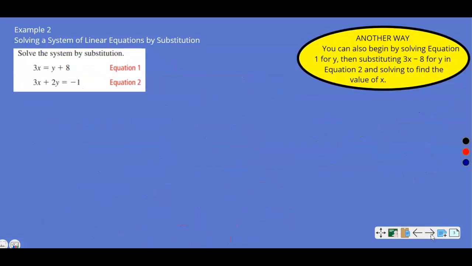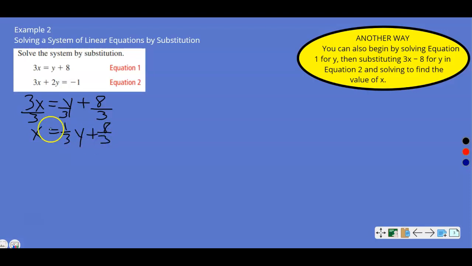All right, example 2, solving a system of linear equations by substitution. Again, we have a system because we have two equations. This time we have 3x equals y plus 8, and 3x plus 2y equals negative 1. So let's solve this for x. We can simply divide the top equation by 3 on both sides. So 3x equals y plus 8. If we divide by 3, we have to divide everything by 3. And that gives us x equals 1/3 y plus 8/3.